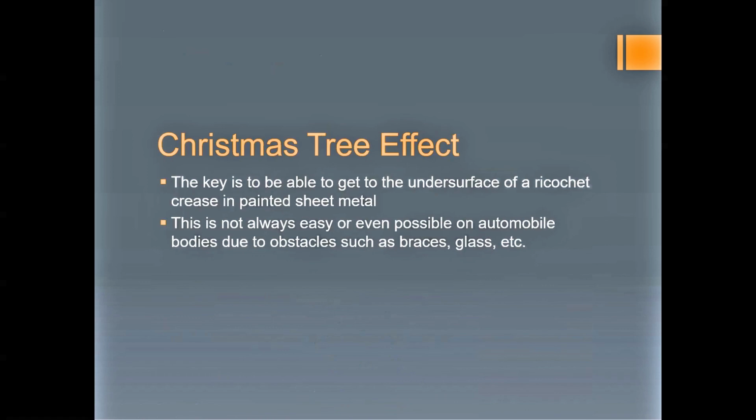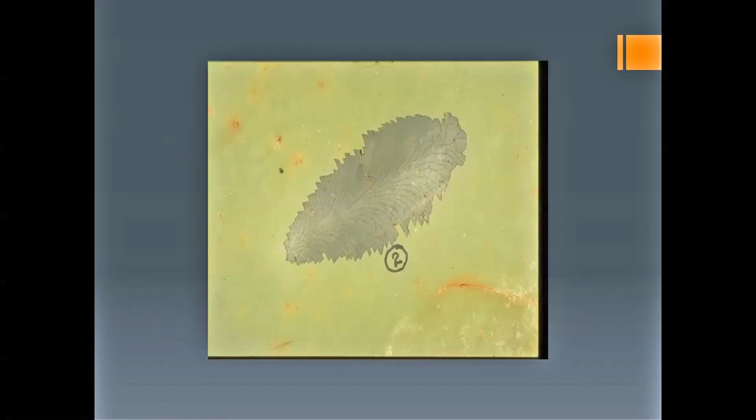But it might not be the most precise and forensically gentle type of cutting that they're going to do. They're just going to cut the thing out, and you have to get to the underside. So unless you have all the tools there yourself, you're going to want to get to the underside if you can't make a call on the surface that was actually struck by the bullet. So it's not always easy or even possible on automobile bodies due to obstacles such as braces or glass, etc., to get to these surfaces, right?